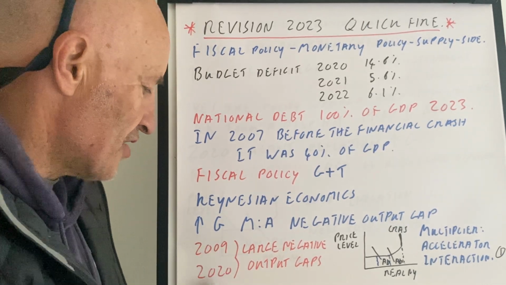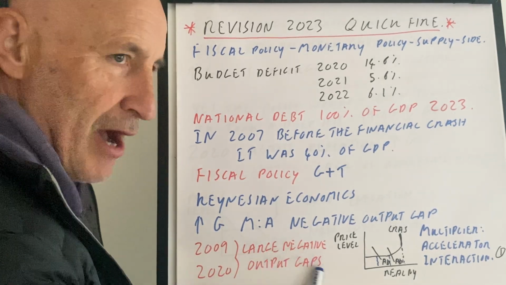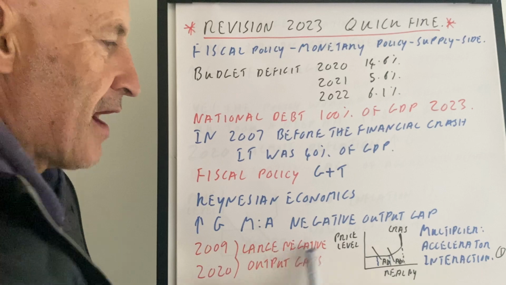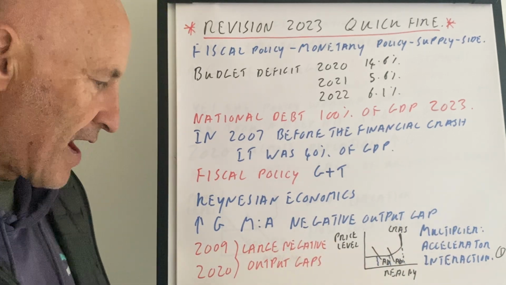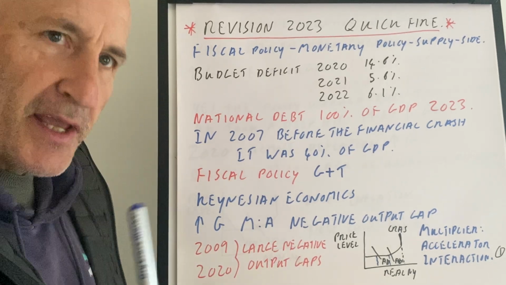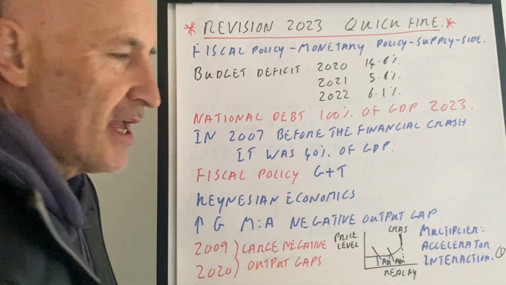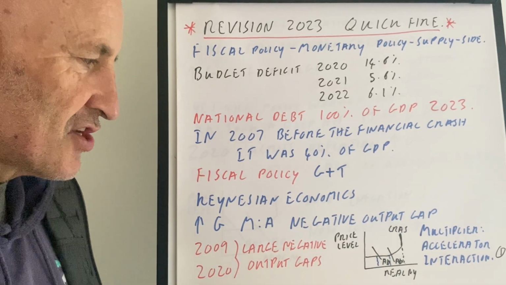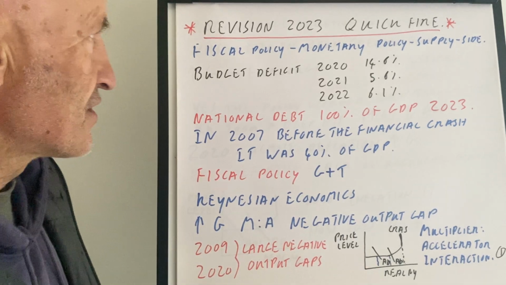In 2009 and 2020, this was a perfect time to do this because we had large negative output gaps. And also, then we kick off the multiplier accelerator interaction because they both interact off each other. The key point here is that by getting that extra growth, according to Keynes, by shifting from here to here, that would then increase the taxation revenues, which would then pay off the initial deficit.